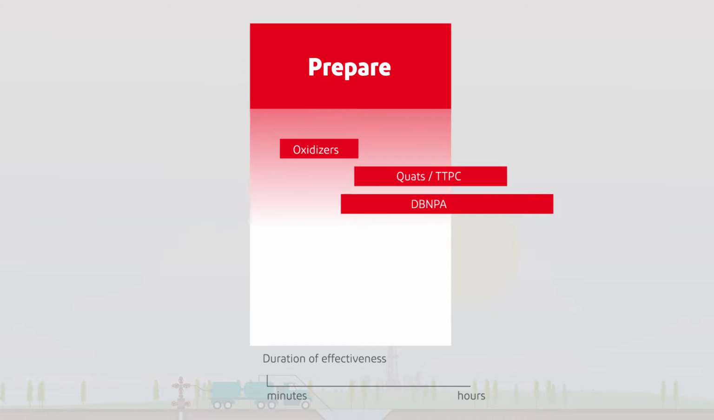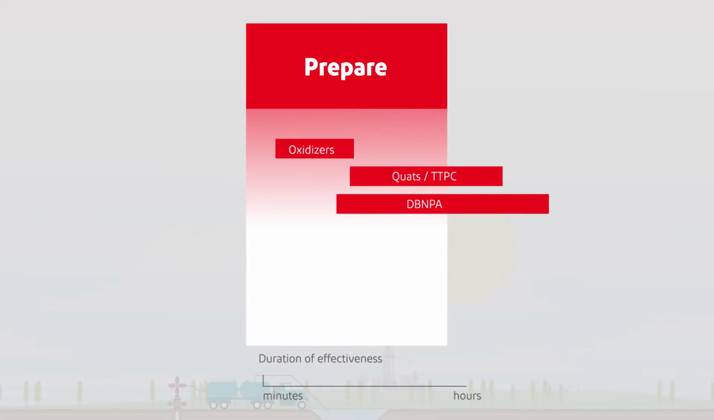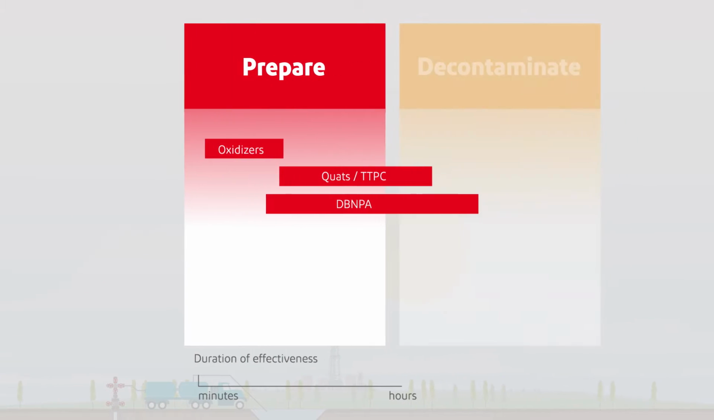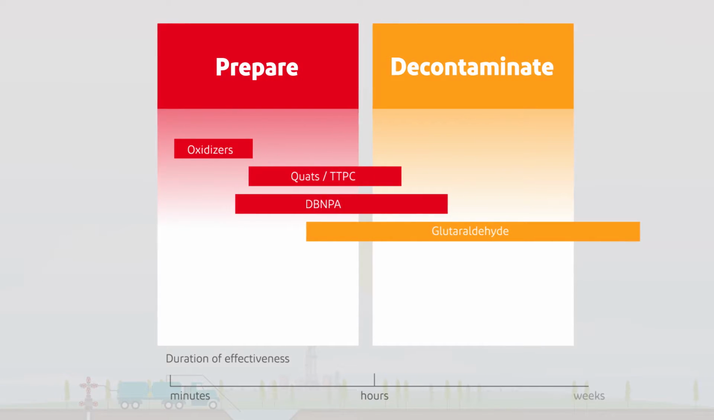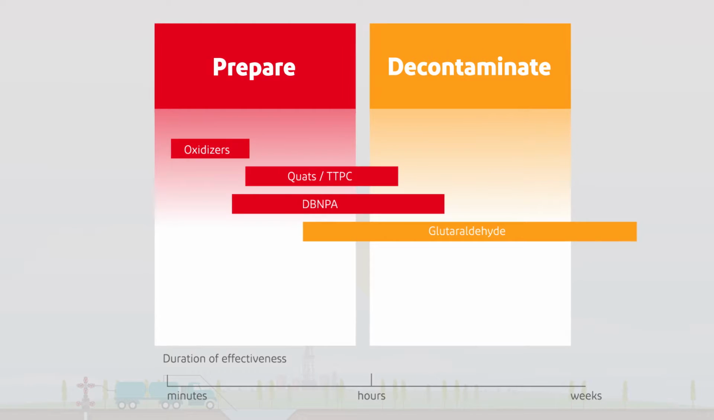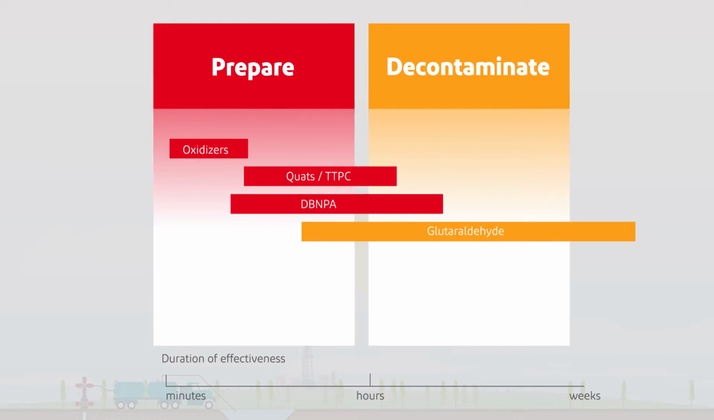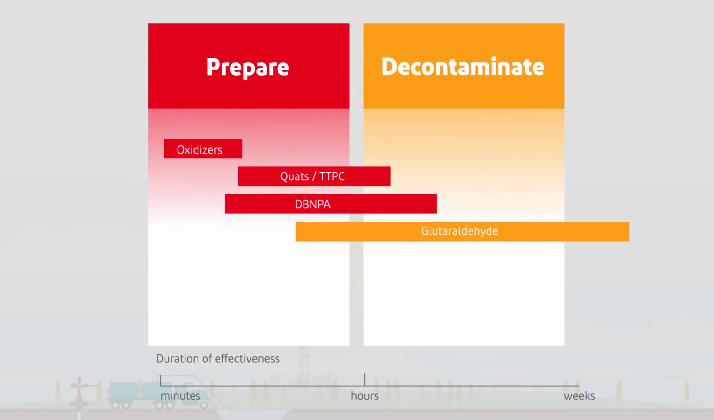DBNPA is the fastest-acting non-oxidizing biocide. It is more selective than chlorine dioxide, making it more chemically available for microbial control. Glutaraldehyde is one of the most versatile and proven biocides on the market and is readily biodegradable. While it's not as fast-acting as DBNPA, it is extremely effective at both preparing the water and decontaminating the well.